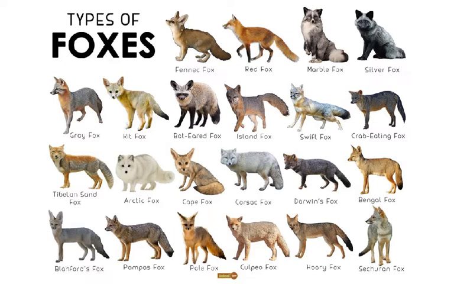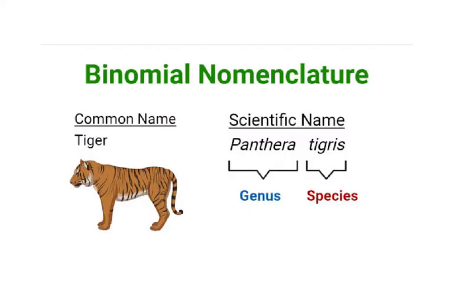So how are we going to use the binomial nomenclature to use these two words, genus and species? When you look at the binomial nomenclature, the common name is a tiger, which we all know and use very often. But the scientific name is going to be under two headings, one is the genus and one is the species. The genus has to have a capital letter. The first letter has to be capital, Panthera. And then the next one, the species, has to be lowercase.